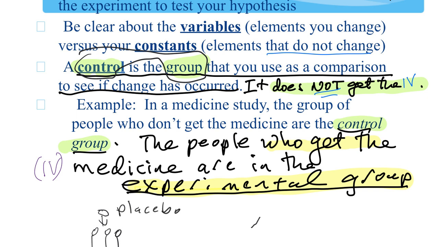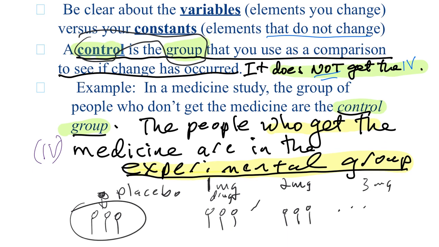And then you give other people like 1 milligram of the drug. You give another group 2 milligrams, etc. Okay, so in increasing amounts, like, okay, this group right here is called the control group.